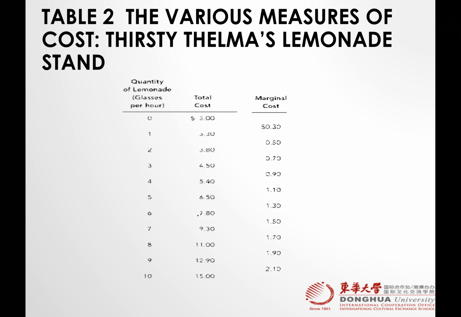Here we go. So this is the second case study of your book. It is Thelma's laminate stand. So this is the quantity of laminate glasses per hour. It is the total cost. So can you find out here what is the fixed cost and what is the variable cost? What is the fixed cost of Thelma's laminate stand?